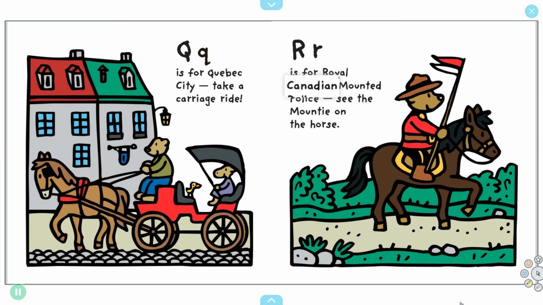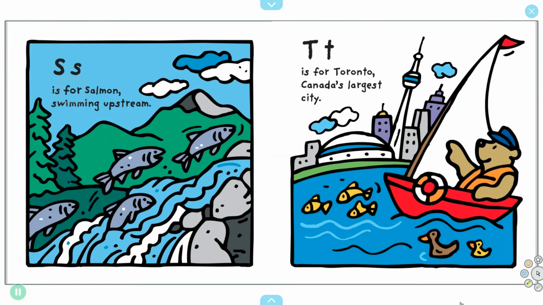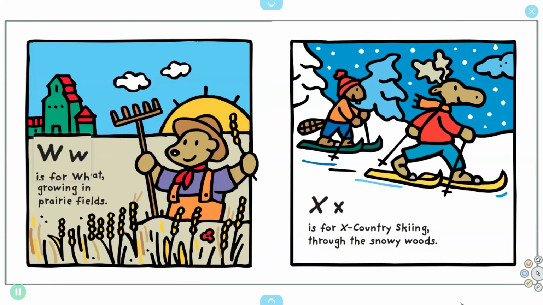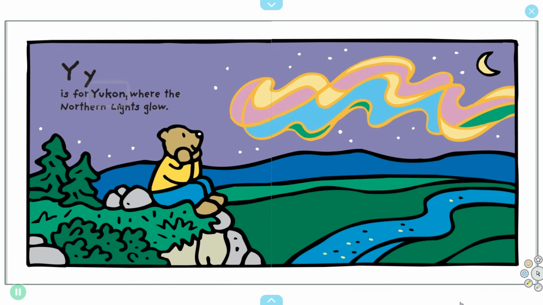R is for Royal Canadian Mounted Police, see the Mountie on the horse. S is for salmon, swimming upstream. T is for Toronto, Canada's largest city. U is for underground, where miners dig deep for coal. V is for Vancouver, city by the ocean. W is for wheat, growing in prairie fields. X is for cross-country skiing through the snowy woods. Y is for Yukon, where the northern lights glow.